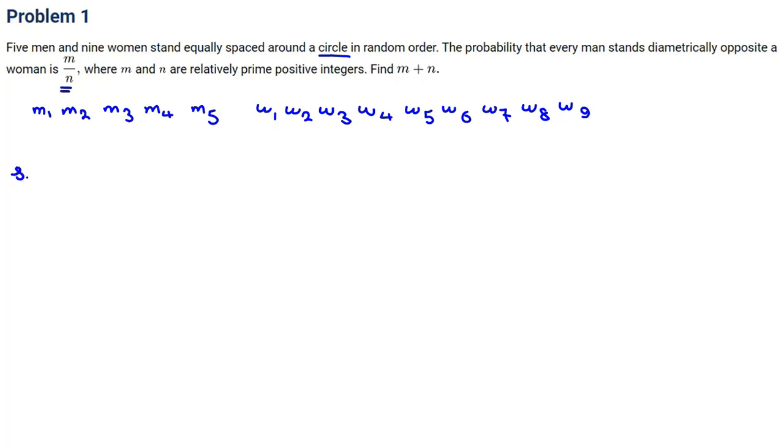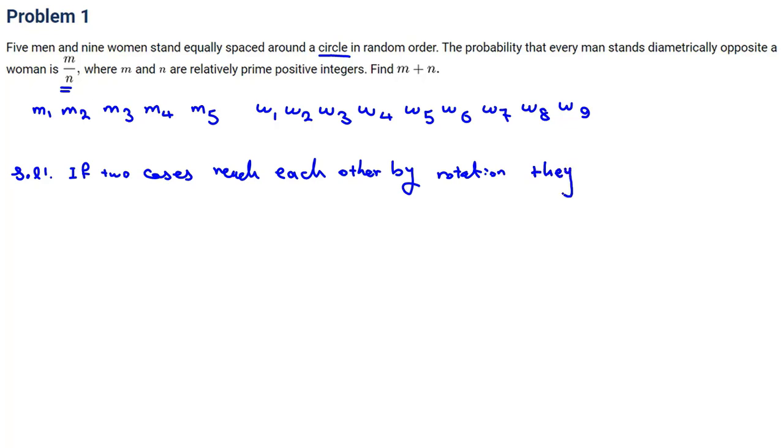So in the first case, solution number 1, suppose that if two cases reach each other by rotation, they are not the same. In this way, it is easier to solve, but maybe the problem was not probability, and you should know how to solve when two cases that reach each other by rotation are the same. You should know how to solve that.